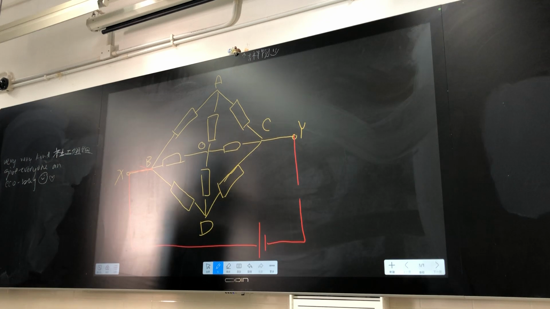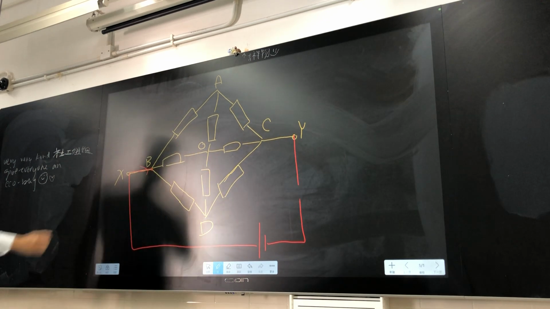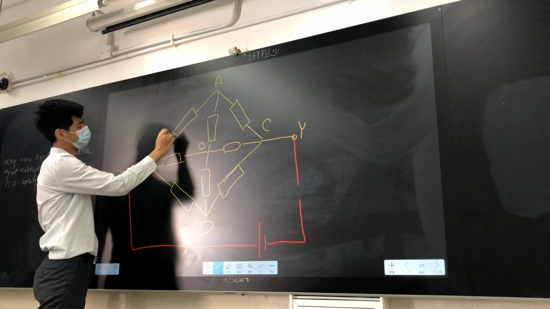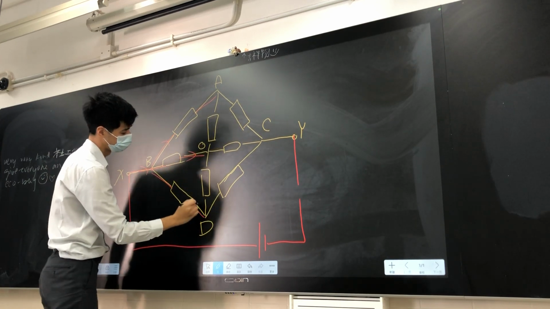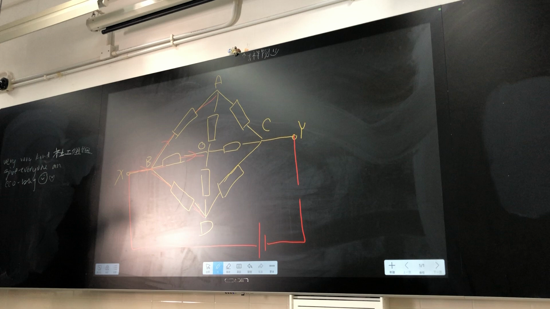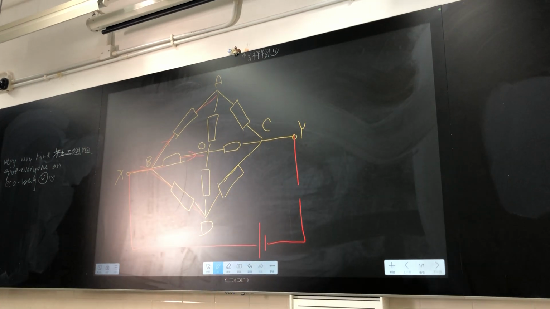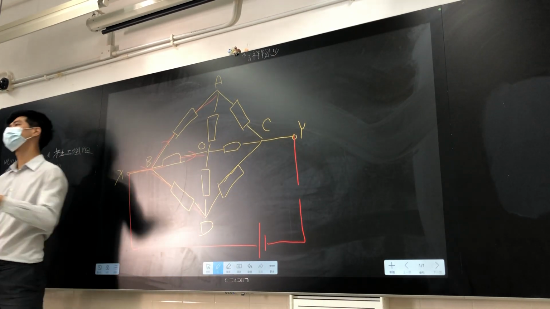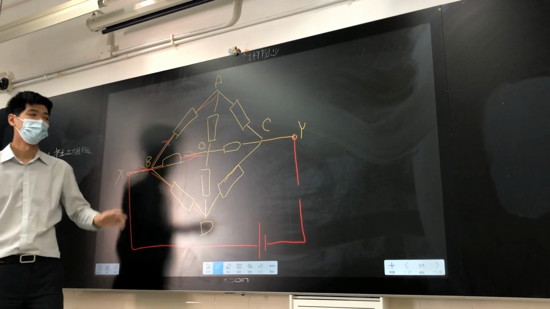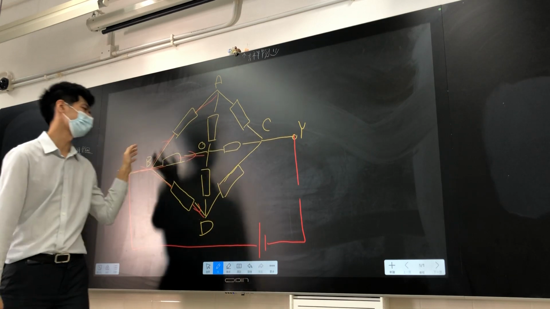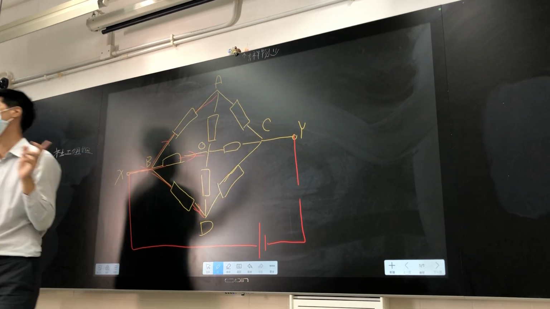So how many paths will the current go out? 3. Okay, so it can either go this one, this one, or this one. From the question, all the resistors are identical, right? And this diagram is symmetric. So it's obvious that no matter which path the current chooses, the resistance of that path is the same.